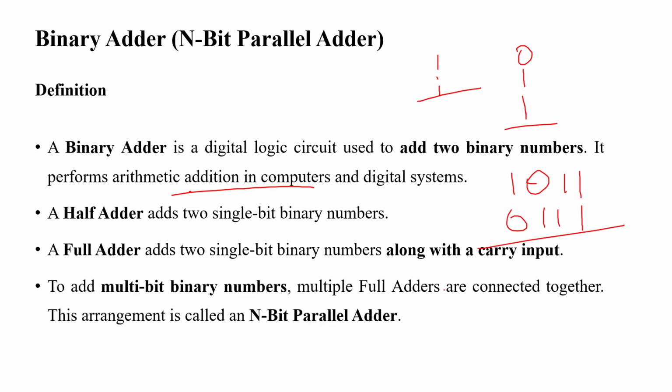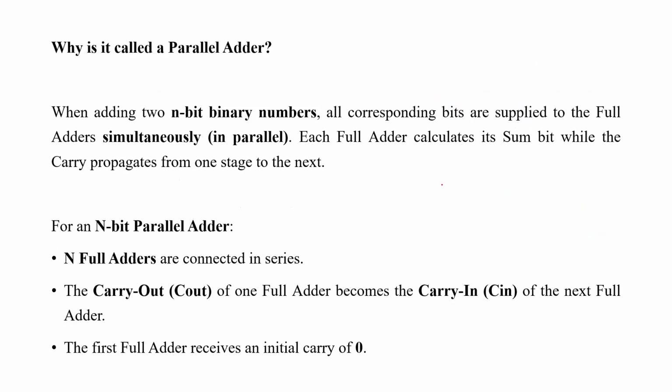So here multiple full adders are connected together. We are going to see the diagram also now. This arrangement is called an n-bit parallel adder. Okay. Now, why is it called a parallel adder? When adding two n-bit binary numbers, all corresponding bits are supplied to the full adders simultaneously, in parallel. Each full adder calculates a sum bit while the carry propagates from one stage to the next.